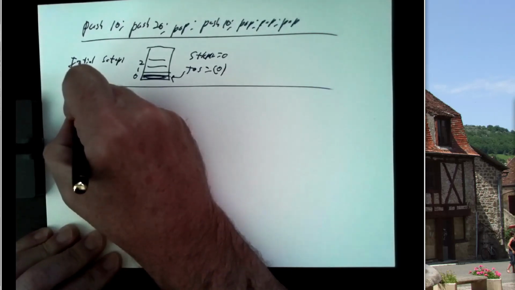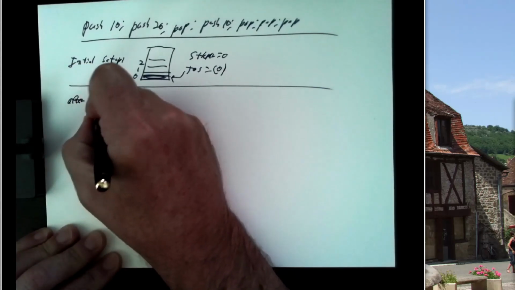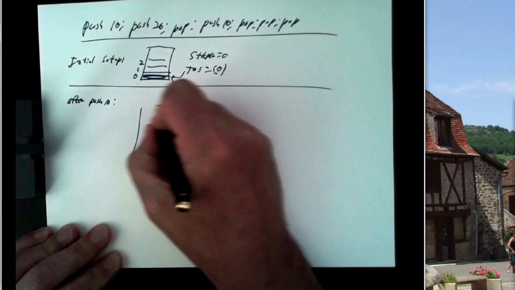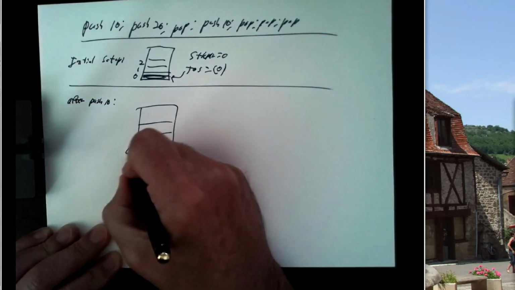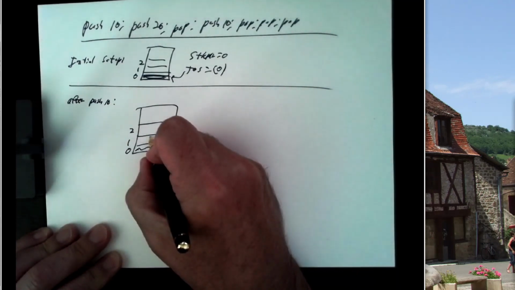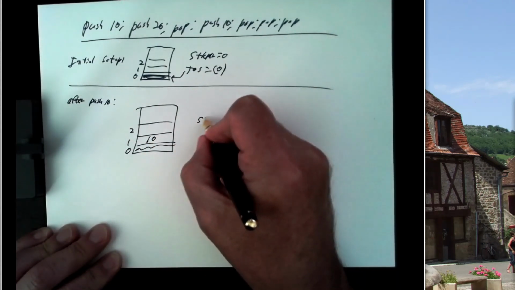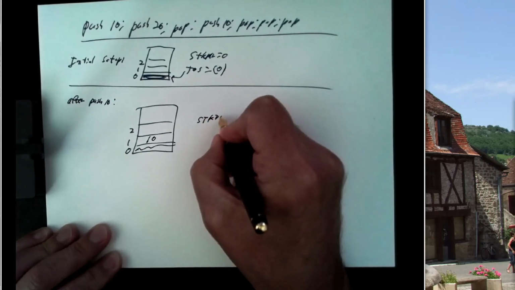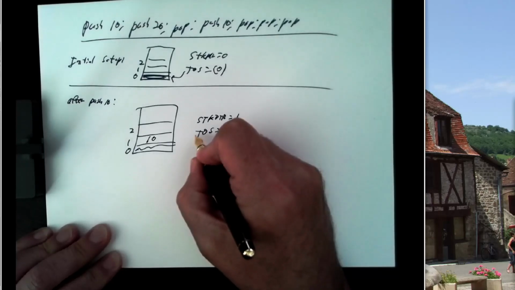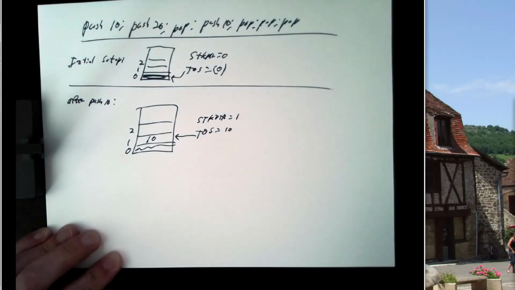And top of stack is pointing here at location 0. And then we could put another section and say after push 10, and now we could show the stack and say what does it look like. So here's location 0, 1, 2. And we know that we're going to put a 10 down here. Stack pointer is going to be equal to 1. Top of stack is going to be equal to 10. And it's going to be pointing right here.